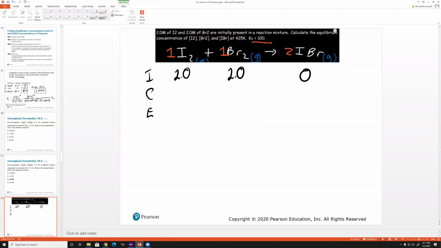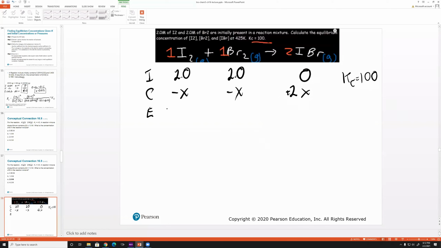Calculate the equilibrium concentration of I2, Br2, and IBr if Kc equals 100 at 425. So we know that Kc equals 100. Very important information. What we can say again is the change of the reactants is always decreasing because the reactants that are initially present will be turned over into products. Since the coefficients of these reactants are 1, the change is minus X and minus X, and the change for IBr is plus 2X.